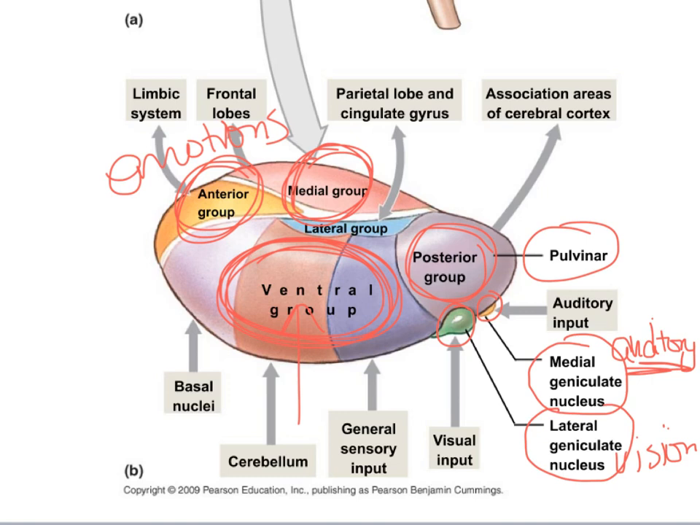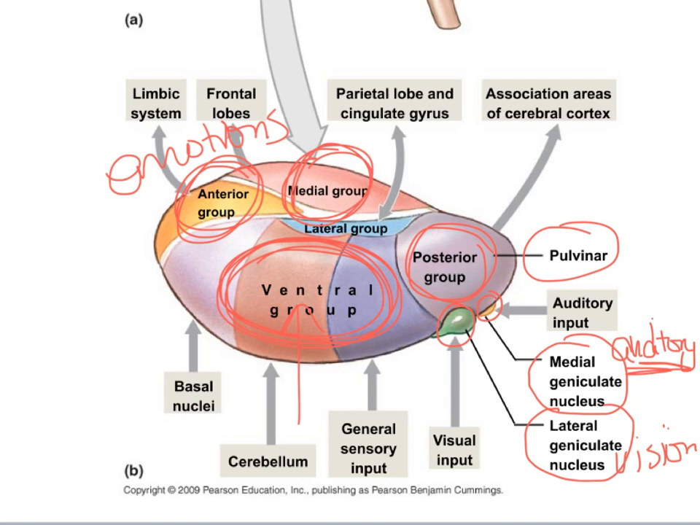So let's think about this for a minute, because this one doesn't make sense. If we wanted to come up with a silly way to remember this, you would think that the lateral geniculate would be the visual. It's not. You would think that the lateral geniculate would be auditory. It's not. The lateral geniculate is visual. The medial geniculate is auditory. So it's exactly the opposite of what you would try to come up with to remember it. Does that make sense? Okay, so I'm just trying to give you ways to remember these things.